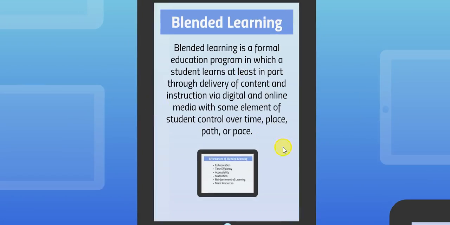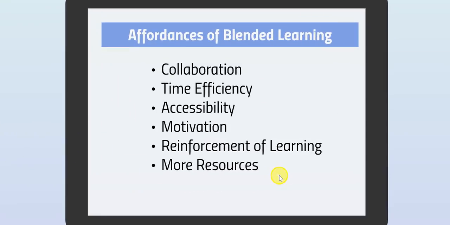So, blended learning is a formal education program in which a student learns, at least in part, through delivery of content and instruction via digital and online media with some element of student control over time, place, path, or pace. The affordances of blended learning: collaboration, time efficiency, accessibility, motivation, reinforcement of learning, and the availability of more resources.